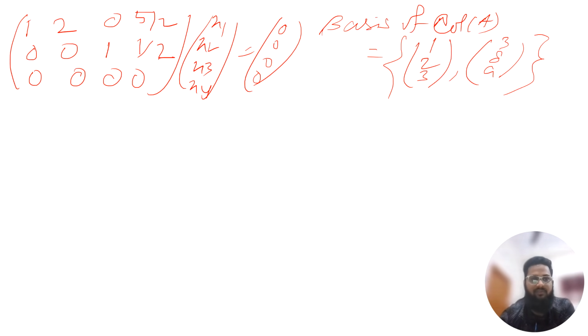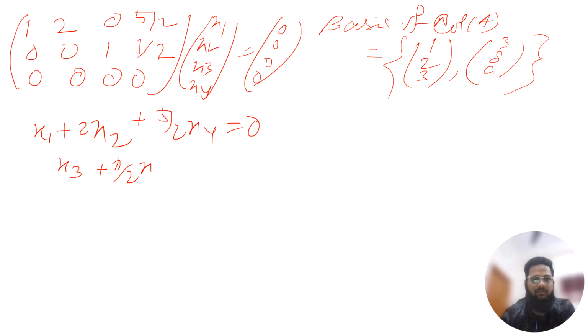So if you write the equation form, x1 plus 2 x2, 0 into x3 will be 0 only, plus 5 by 2 x4 equal to 0. From the second equation you are going to take x3 plus half x4 equal to 0. Because first is 0, second is 0, so there is no x1 x2, and the last row is 0 equal to 0, so no need to write. Now again it has two equations and four variables x1 x2 x3 x4, so two variables will be free.